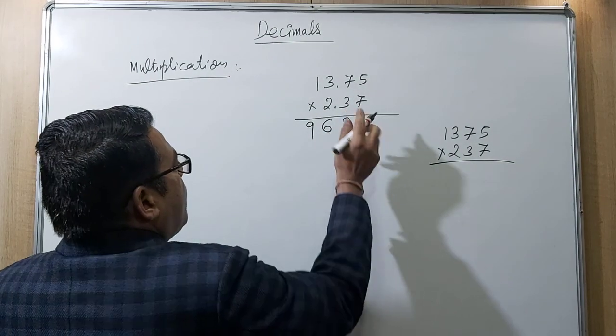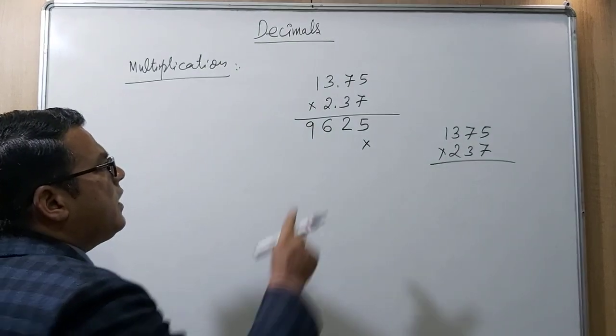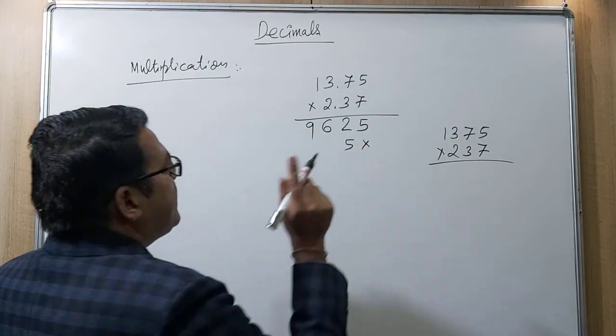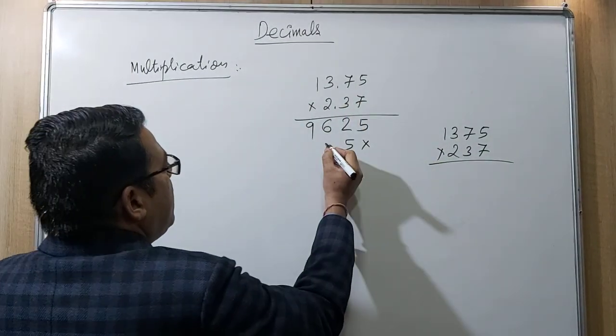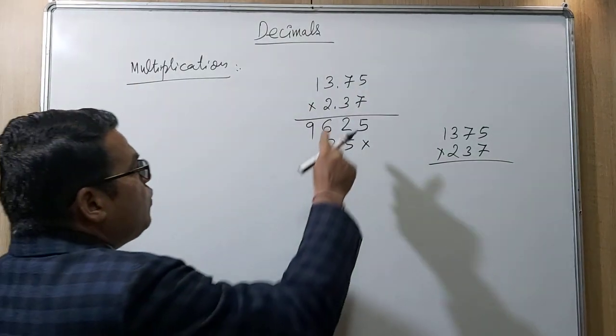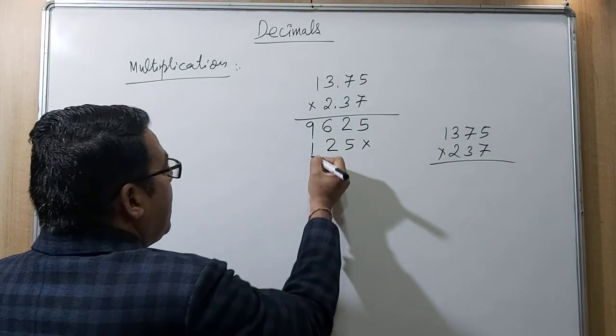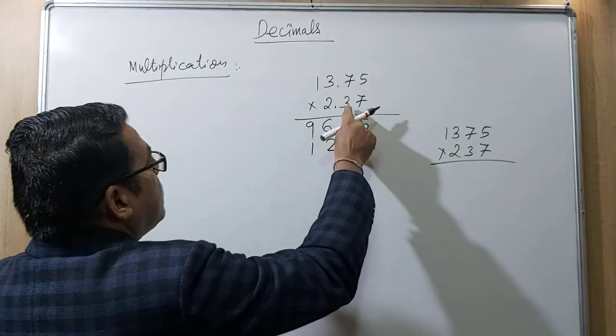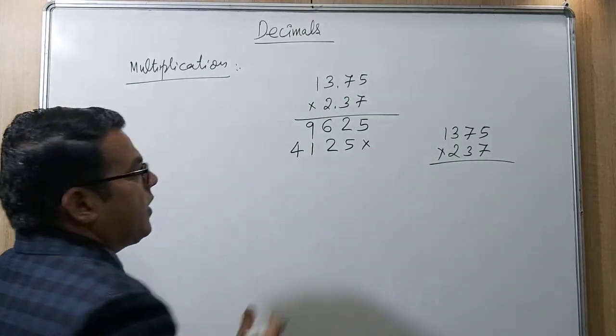Now we can start from 2 here. Just put a cross there. Now 3 5s are 15, 5 carry is 1. 3 7s are 21 and 1, 22, carries 2. 3 3s are 9, 9 and 2, 11, carry is 1. So 3 1s are 3 and 1, 4, we can write here.